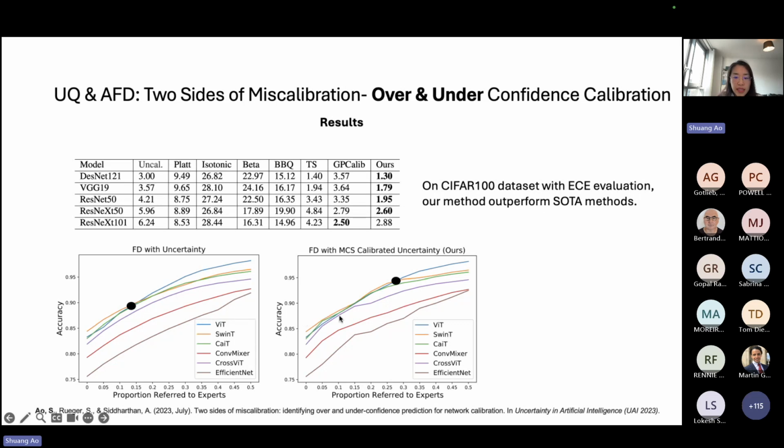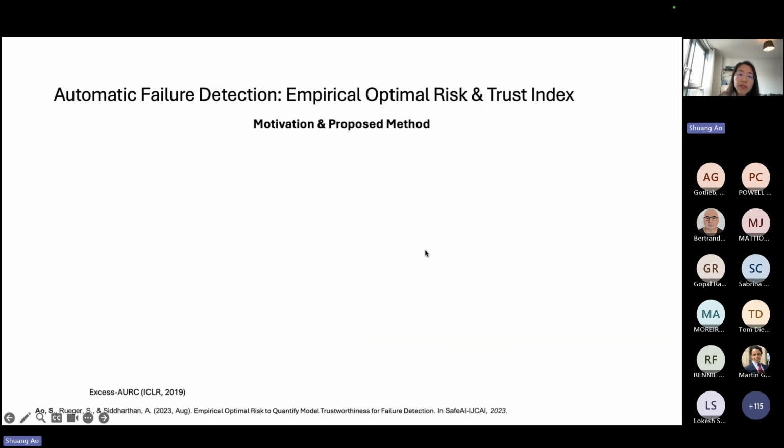And then you can see in this way, how do we quantify it? How do we use some kind of evaluation metric to show that at a certain point the model can be more reliable or trusted? So it comes to our next work, which is about the empirical optimal risk and trust index.